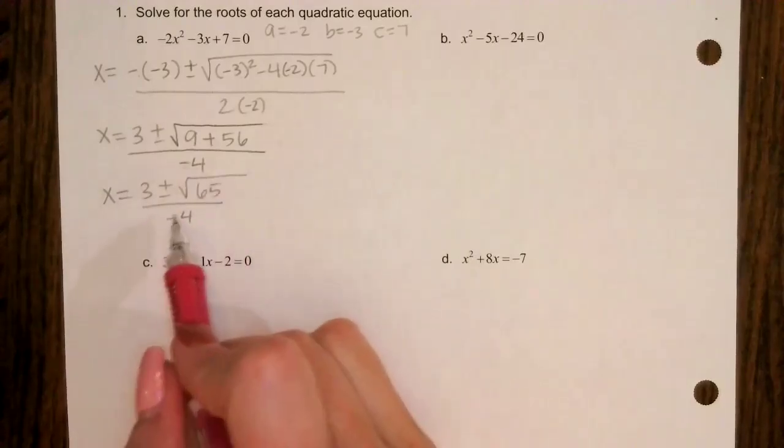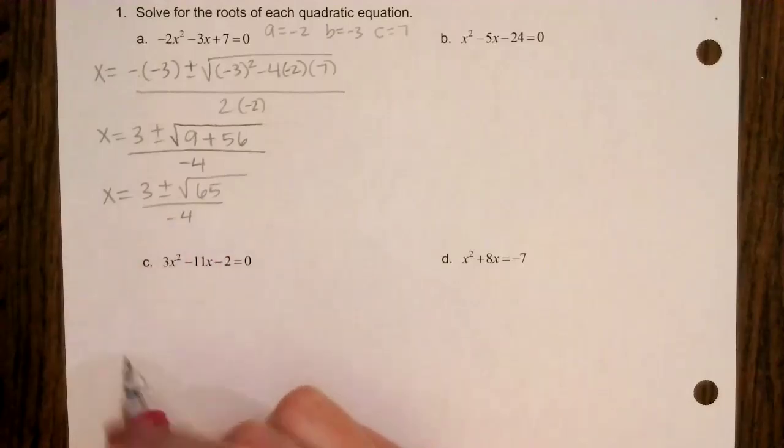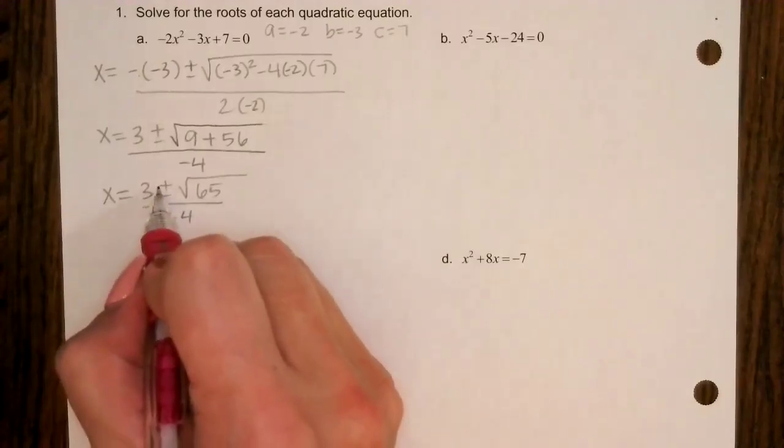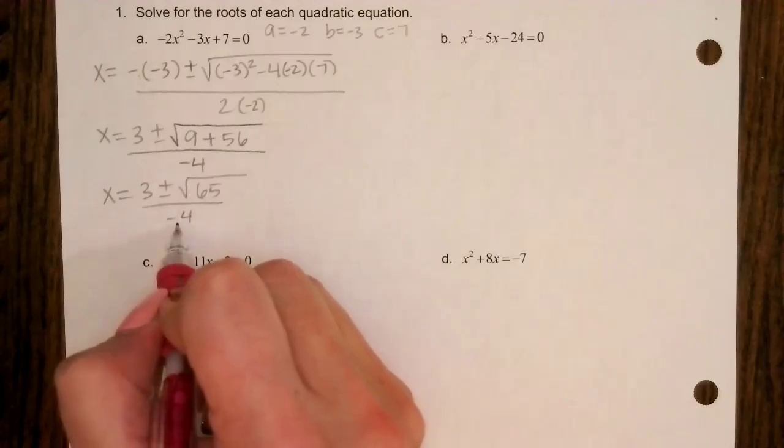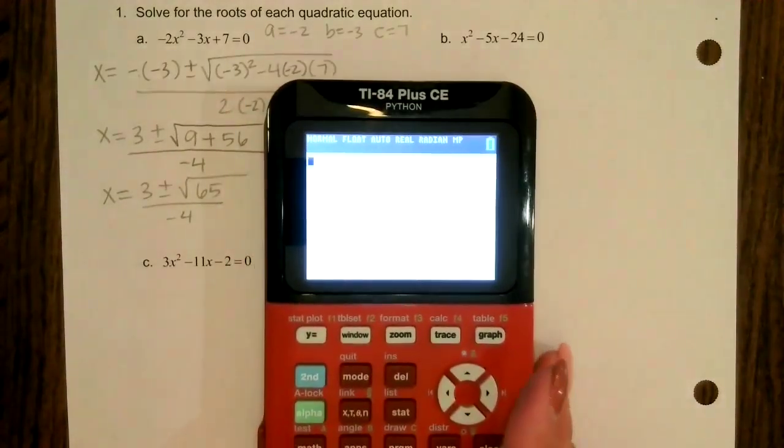This is a perfectly good answer. You can't really simplify this radical. So this is a perfectly good answer. Now it is telling me 3 plus the square root of 65 over negative 4 and 3 minus the square root of 65 over negative 4. That's what that means. So there are two zeros here, or two solutions, or x-intercepts.